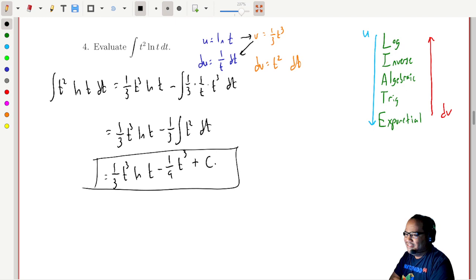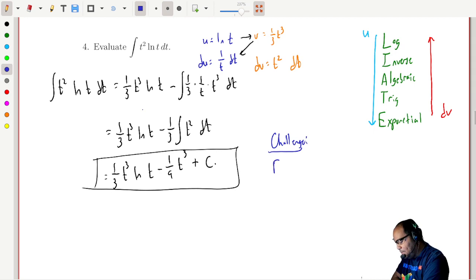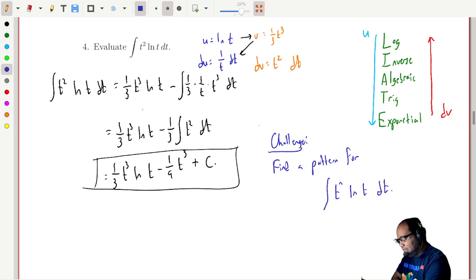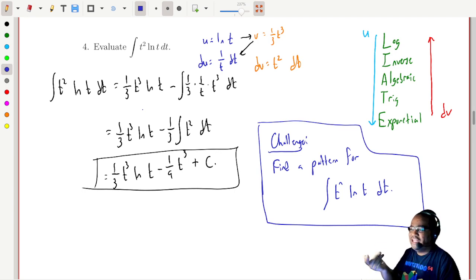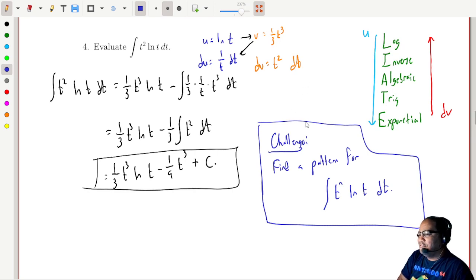Pretty funky, huh? Right here, we chose u to be the log function because something nice happened to me. I'll pose a challenge here. Find a pattern. There's a nice pattern here for any n, the integral of t to the n log t dt. Try this with the n equals 3 case next, because we did the n equals 2 case, and n equals 4, and see if you can find a pattern. I'll leave that for you. That's a nice little fun thing.